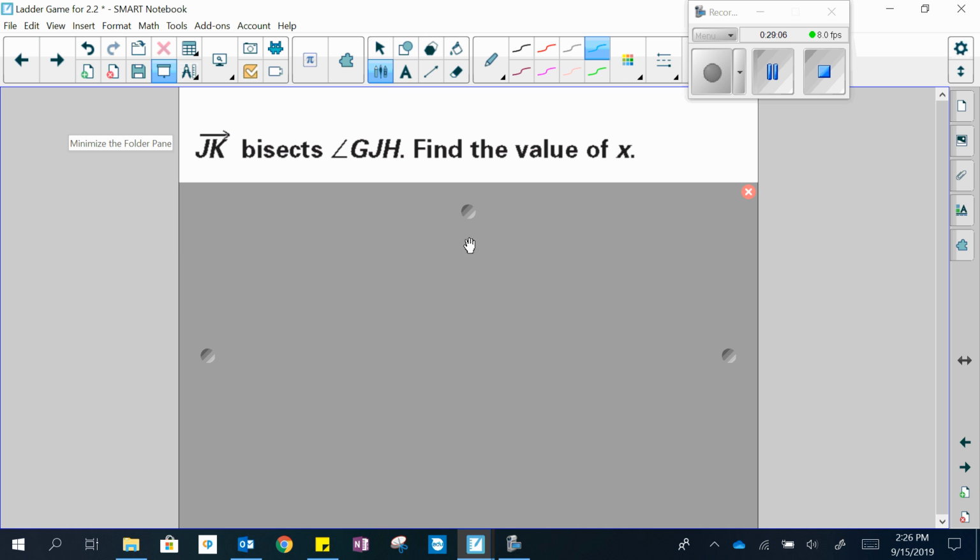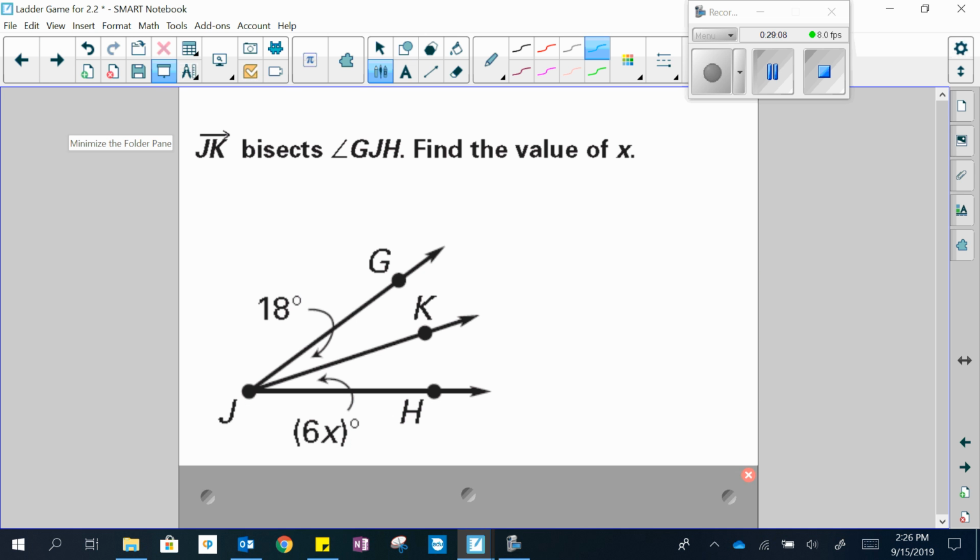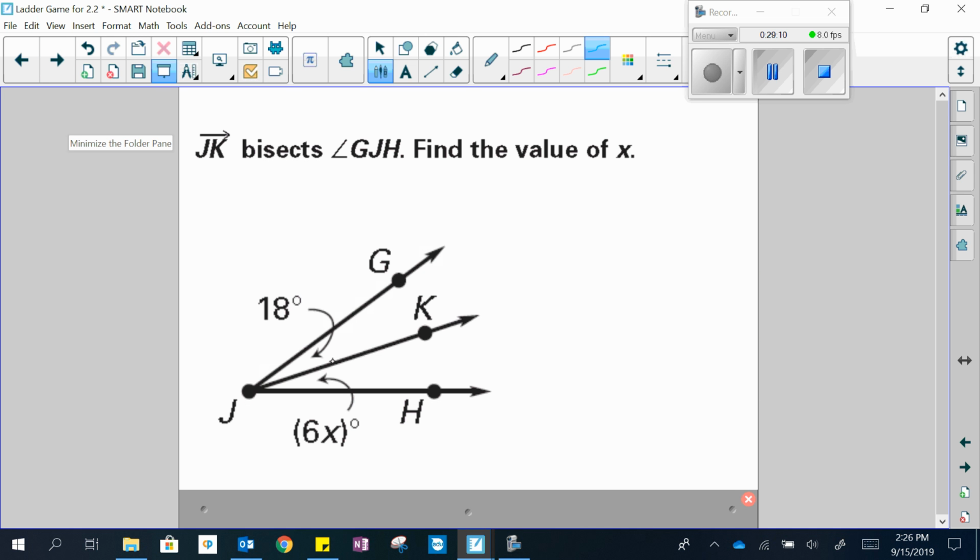Here's another one. So they had to draw arrows because they couldn't fit the numbers in here. So just take a second to see what angles the arrows are pointing at. Pause the video. All right, so these two angles are congruent. So 6x equals 18, divided by 6, x equals 3.